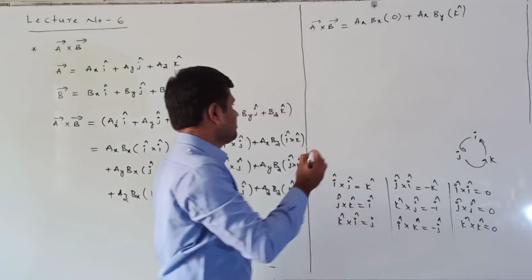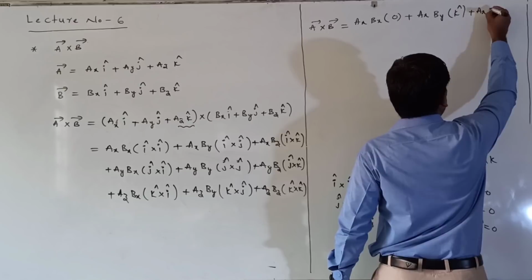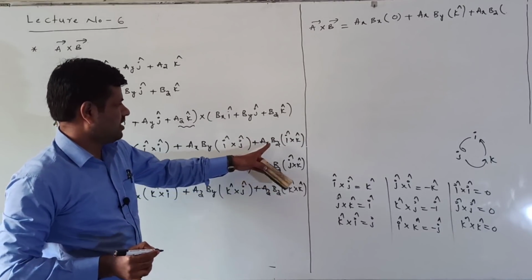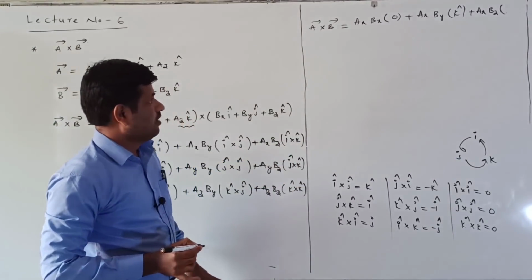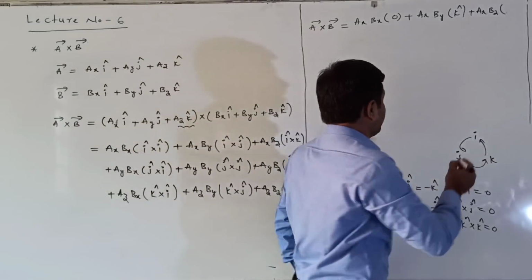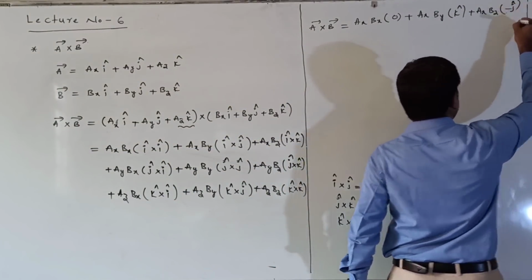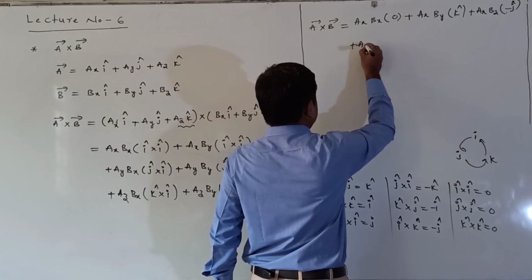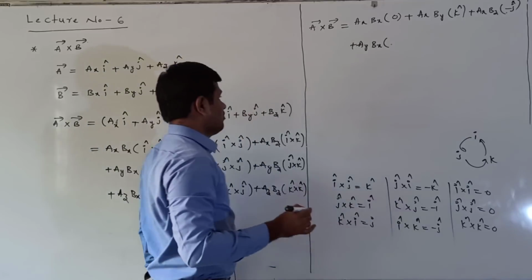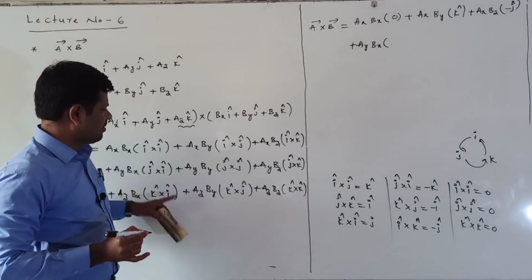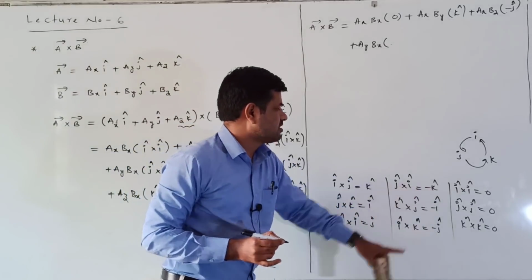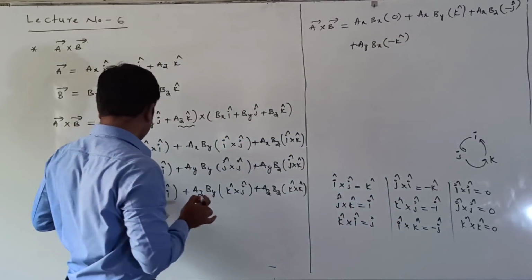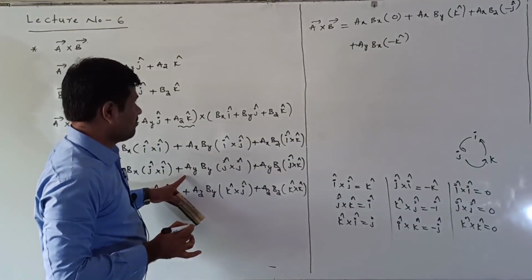Next AX BZ into I cap cross K cap. I cap cross K cap is equal to what is here? Minus J cap. Clearly listen here. Next coming to this term, plus AY BX into J cap cross I cap. J cap cross I cap is equal to what we know here, minus K cap.